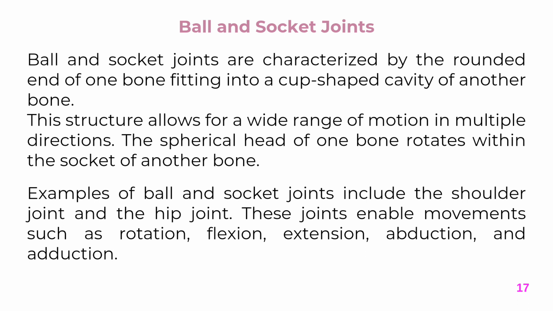Ball and socket joints. Ball and socket joints are characterized by the rounded end of one bone fitting into a cup-shaped cavity of another bone. This structure allows for a wide range of motion in multiple directions. The spherical head of one bone rotates within the socket of another bone. Examples of ball and socket joints include the shoulder joint and the hip joint. These joints enable movements such as rotation, flexion, extension, abduction, and adduction.